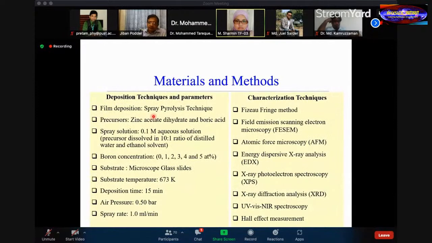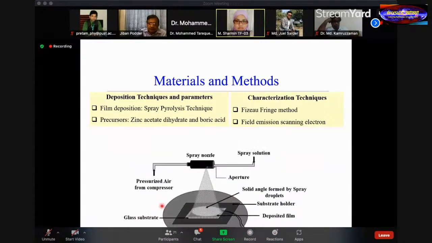In this work, the spray pyrolysis technique was used for deposition of the film, and the films were deposited using the precursors zinc acetate dihydrate and boric acid with a 0.1 molar aqueous solution, and the boron concentration was varied between 0 to 5 atomic percent. The films were deposited onto microscope glass slides at the substrate temperature of 673 Kelvin for 15 minutes, with the compressor air pressure of 0.5 bar and a spray rate of 1 ml per minute. This is a schematic representation of the spray pyrolysis technique.